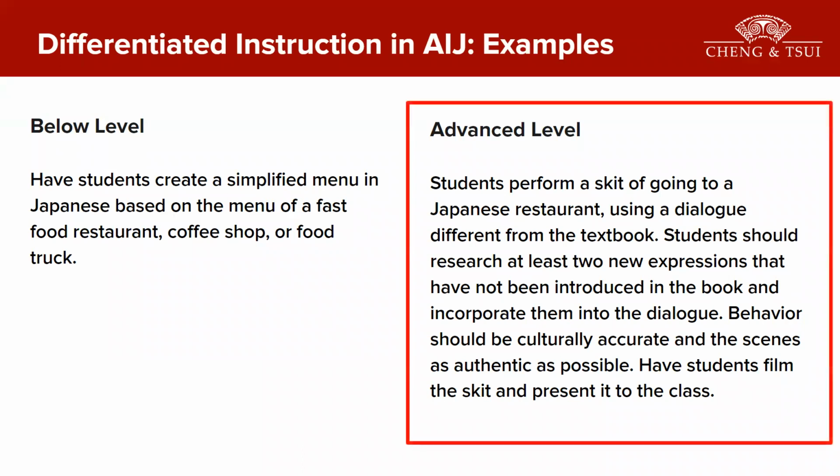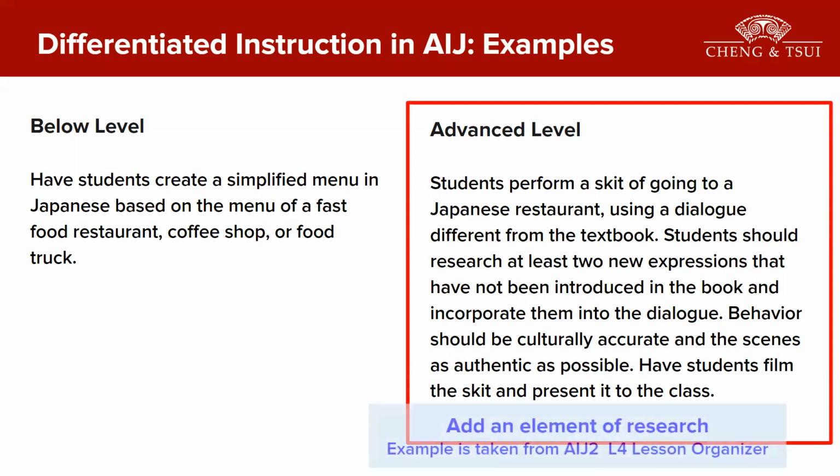In this example, advanced learners are asked to perform a skit and research at least 2 new expressions that have not been introduced in the lessons. These examples add an element of research, and the example is taken from AIJ Level 2, Lesson 4, Lesson Organizer.